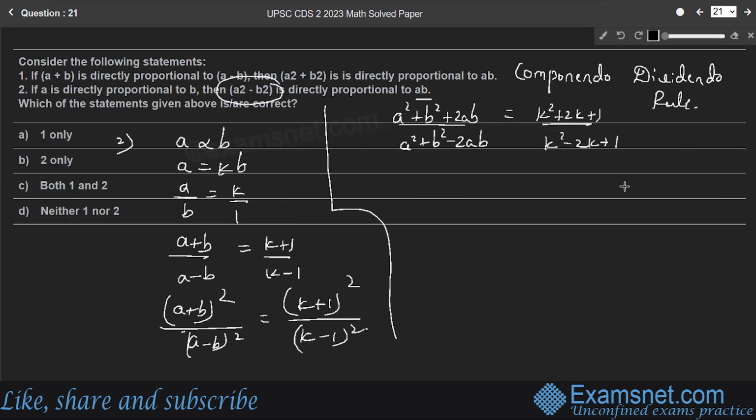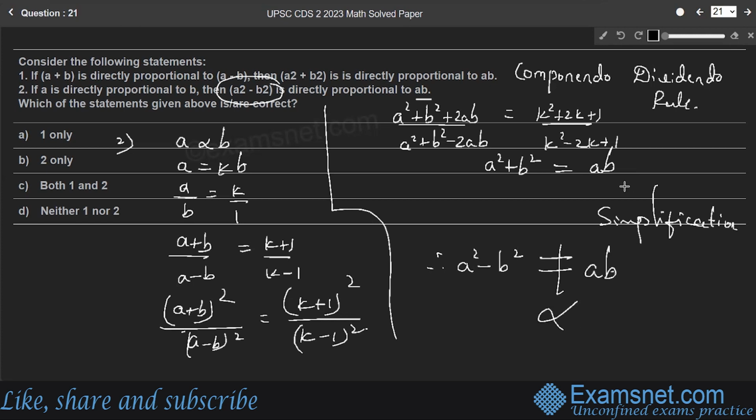When you simplify this, you won't get A square minus B square proportional to AB. Instead, you will get A square plus B square is equal to AB after simplification. Therefore, A square minus B square is not equal to AB, so it is not proportional to A into B. Hence, the second statement is false. The first one is correct. Therefore, which of the statements given above is correct? Only one. Option A is the right answer.